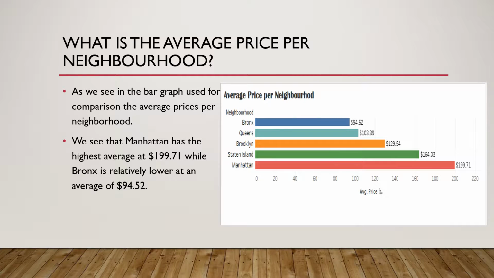To begin with, we'll first understand the average price per neighborhood. What we see in the graph here is how the price ranges per neighborhood over a period of time. What we can see here is Manhattan has the highest average of $199.71, while Bronx is at the lowest at $95 approximately. There could be many reasons for these variations. However, from the dataset that we have, these reasons are unknown.